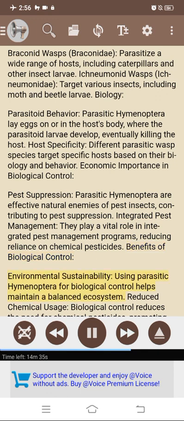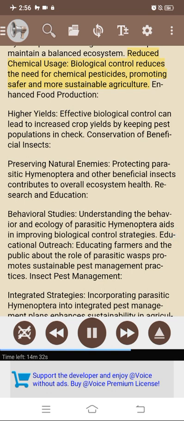Benefits of biological control. Environmental sustainability. Using parasitic hymenoptera for biological control helps maintain a balanced ecosystem. Reduced chemical usage. Biological control reduces the need for chemical pesticides, promoting safer and more sustainable agriculture.